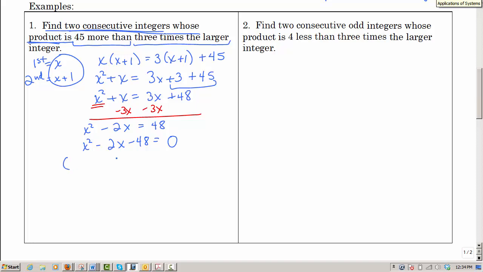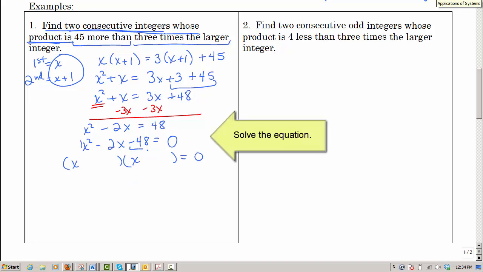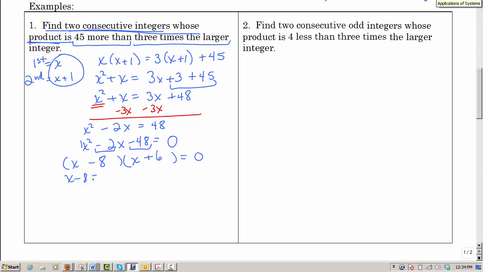Now I need to factor. This is where we get to practice those trinomials. Leading coefficient of 1 makes it a little bit easier. So what multiplies to get negative 48 and adds to get negative 2? Negative 8 and positive 6. Then we set both of those equal to 0 and we solve for x.